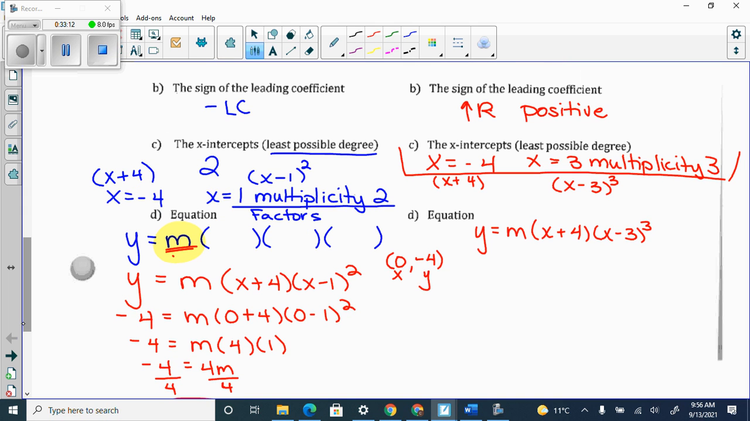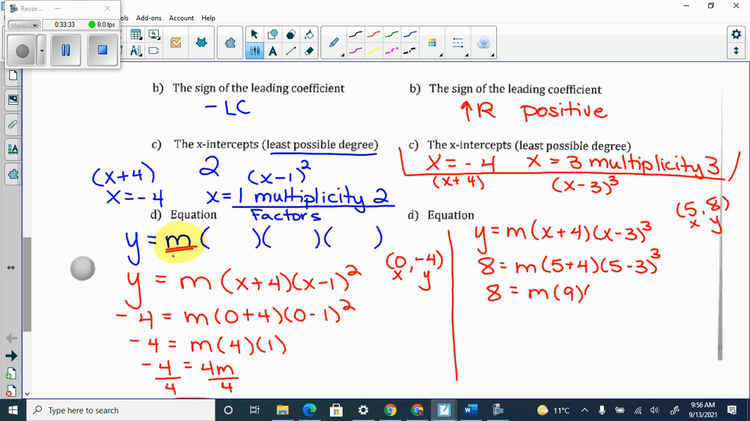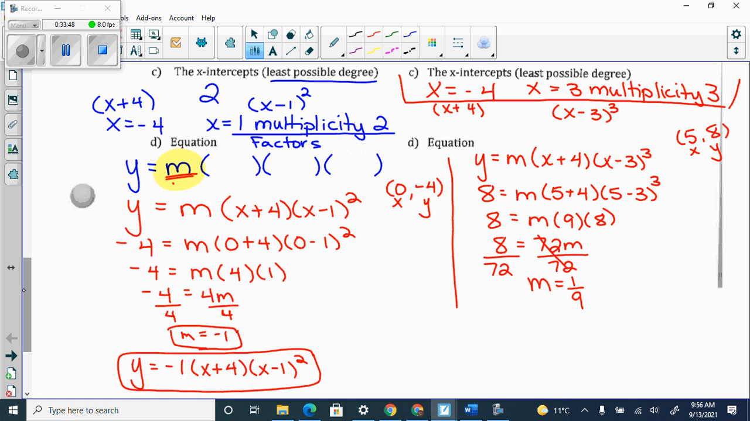The only points I can't use are the x-intercepts, right? Because they're the only ones that don't change. So it was 5 and 8. We'll give my x and my y. So I'm going to go 8 equals m, 5 plus 4, 5 minus 3 cubed. 8 equals m times 9, and this is 2 cubed, which is 8. 8 equals 72m. So m equals 1/9. And then I have to write the equation with the m in it. So y equals 1/9 x plus 4, x minus 3 cubed.